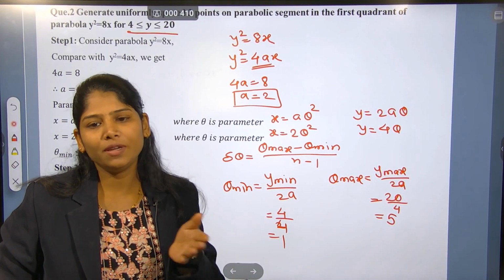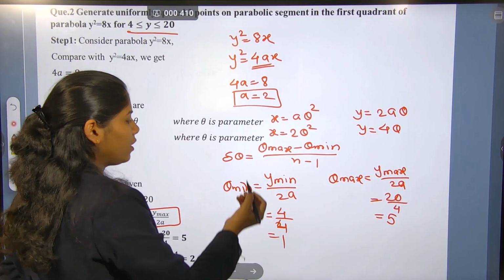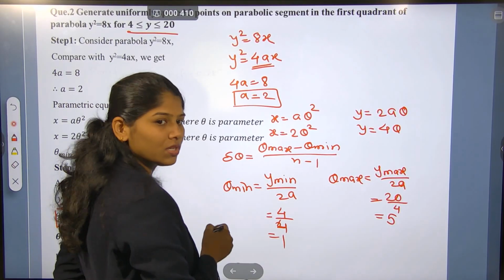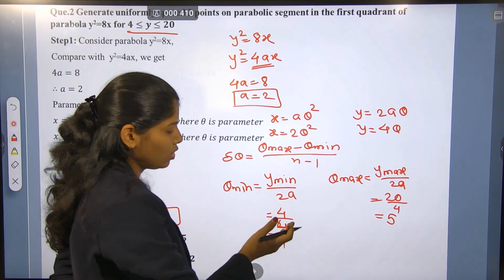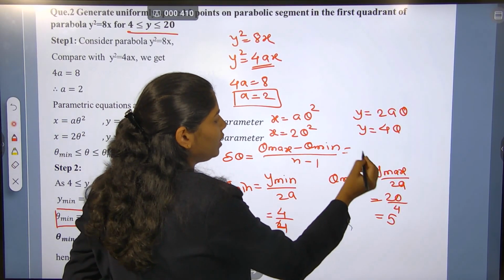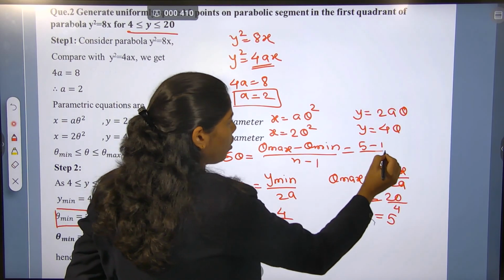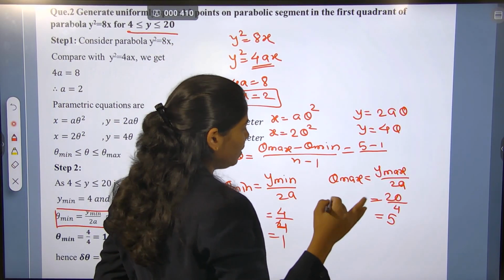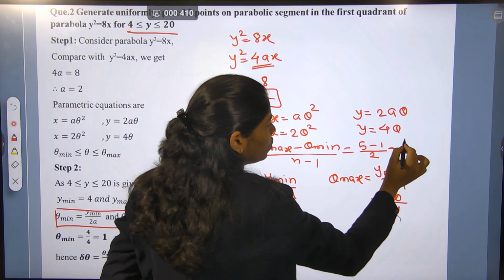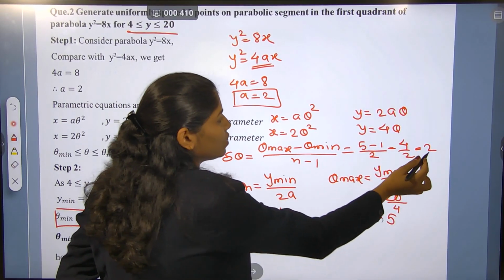After finding theta minimum and theta maximum, find out del theta. So we know the formula for del theta is equal to theta max minus theta minimum upon n minus 1. Put here the values. So we get 5 minus 1 upon, the value of n is 3 points, so 3 minus 1, 2. So we get 4 upon 2, meaning del theta is equal to 2.